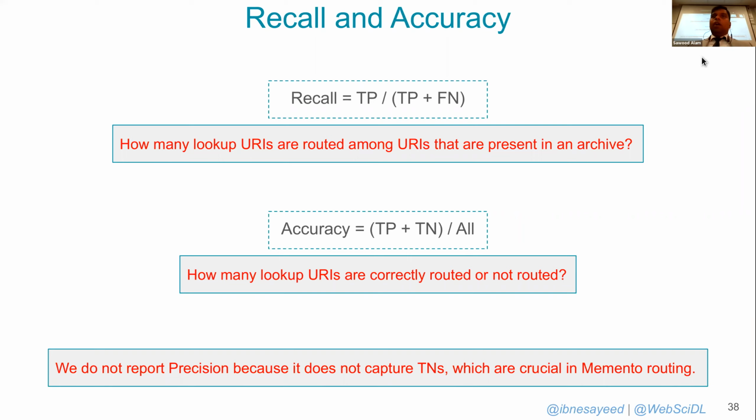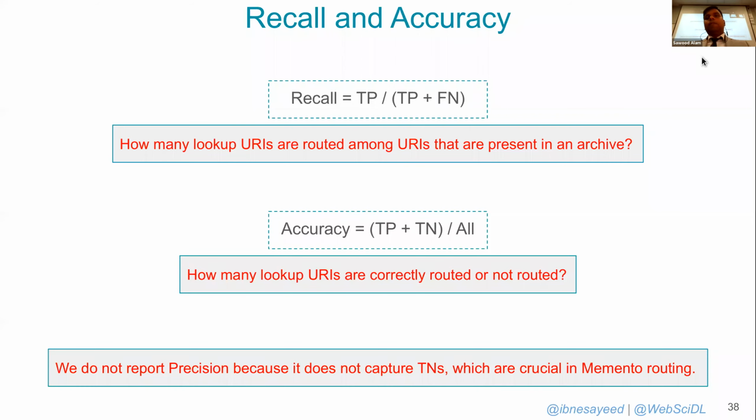For evaluation, we use recall and accuracy. Recall is, given the subset of URIs that are actually present in an archive, what percentage of that was actually routed there. Accuracy is, of all the URIs that were ever requested, whether or not they were present, how good we did in correctly identifying things that were present and not present.